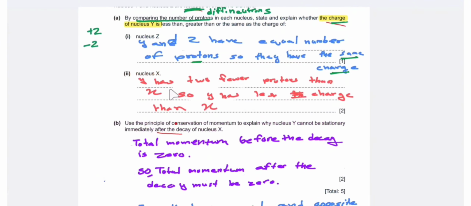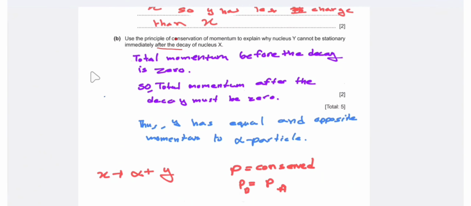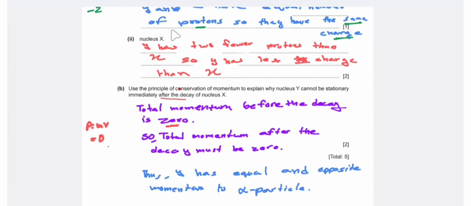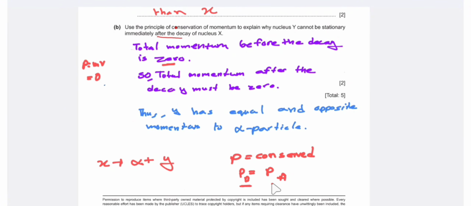Initially, we know that X is stationary. Momentum is equal to mass times velocity. As X is stationary, its velocity is 0, so the momentum is 0. That means the total momentum before the decay is 0. Since the total momentum before the decay is 0, the total momentum after the decay must be 0. So the momentum before, 0, is equal to the momentum after, 0.